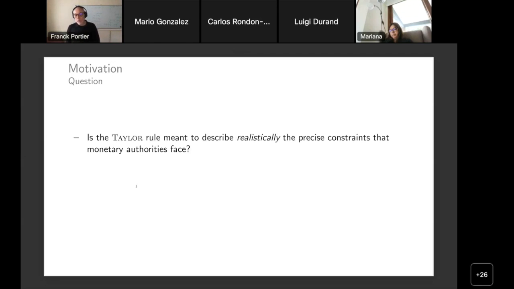One argument for assuming a Taylor rule is that it is meant to describe realistically the precise constraint that monetary authorities are facing. And so I'm assuming a Taylor rule because I discuss with people in committees for monetary policies, with central bankers, etc., and I know that this is exactly what they do. But I mean, it's clearly not the reason why we're using a Taylor rule. We're not using a Taylor rule because it's describing the actual precise implementation of monetary policy. We're using it because I guess people have used it before.